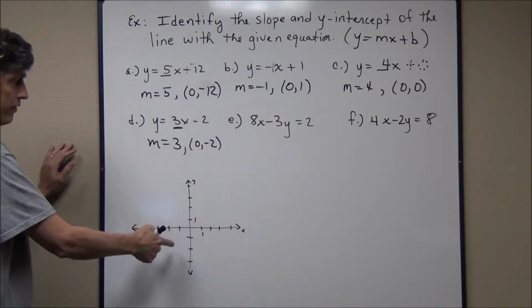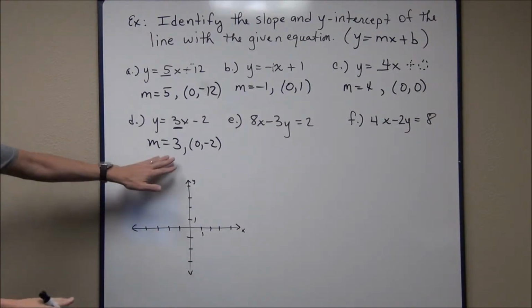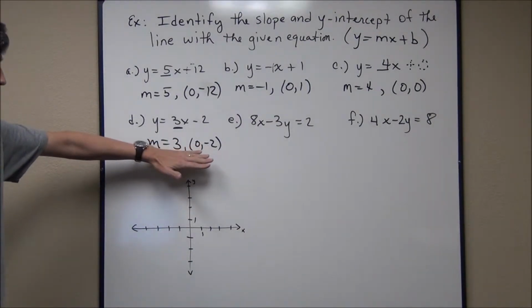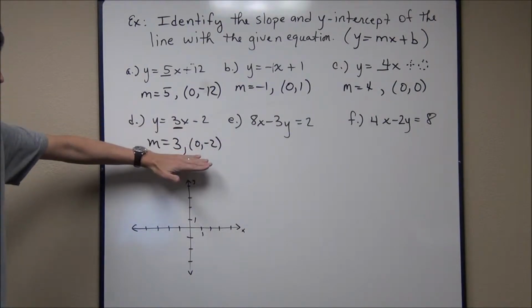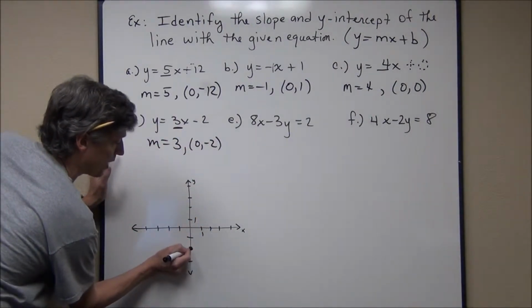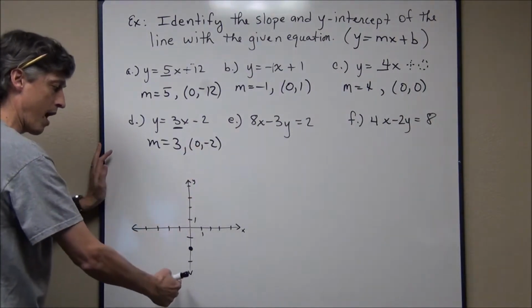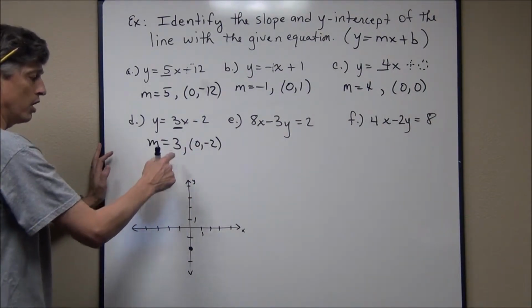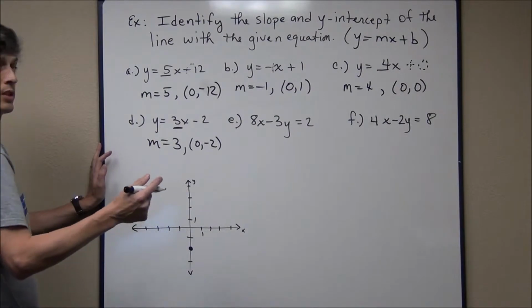By the way, I have this one here with the axes only because I wanted to show you how simple it is to graph this line given this information. You graph the y-intercept down here at 0, negative 2. Remember, the y-intercept is on the y-axis. And then you use your slope to find a second point, because you need 2 points to graph a line.